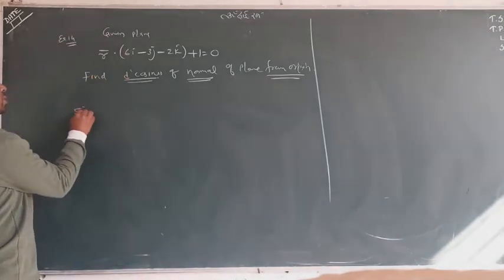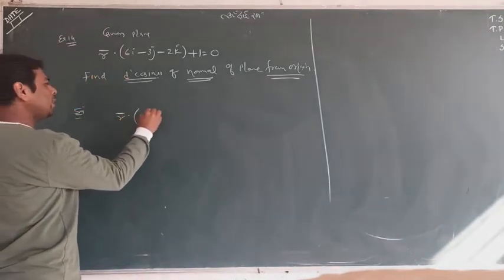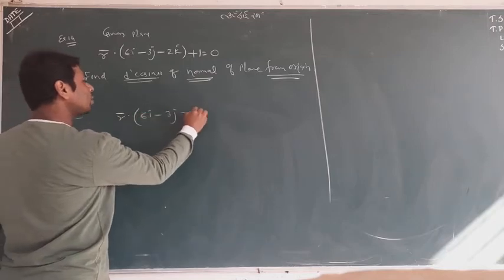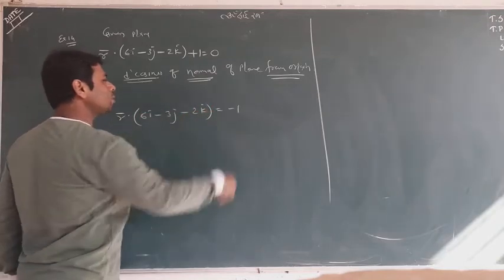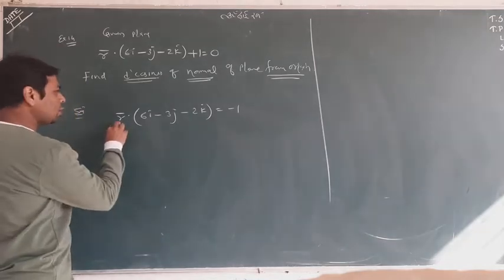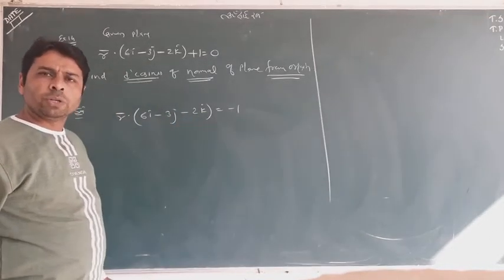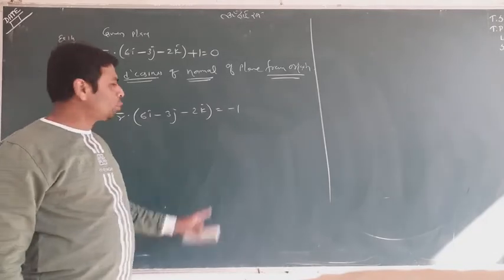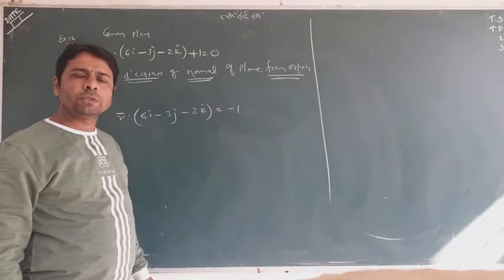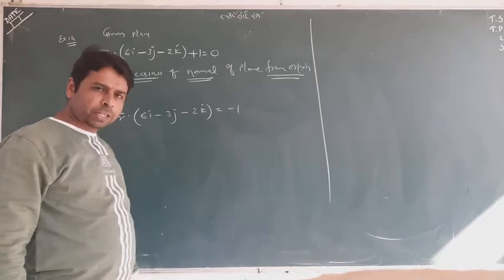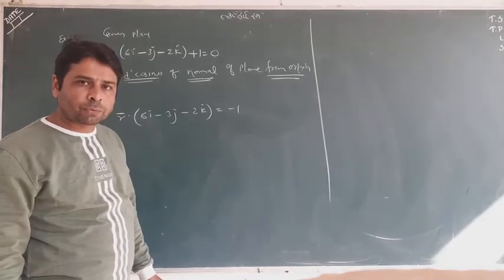Solution. Try to understand it. Very important thing I'm telling you. 6i minus 3j minus 2k, this is minus 1. Can you compare with r dot n equal to d? Lots of things to tell you. So how can we convert this? You know that it is vector form, but it is a general equation in vector form.